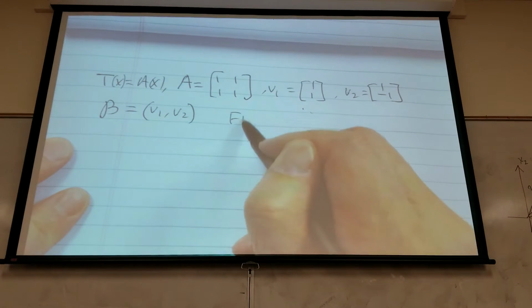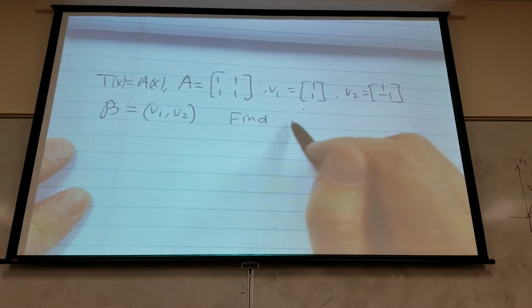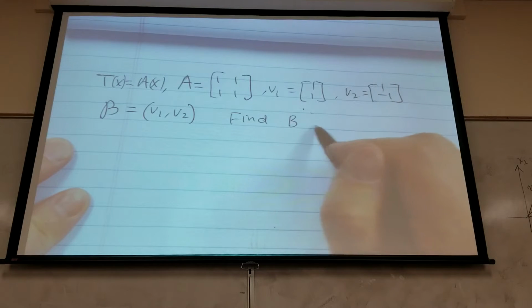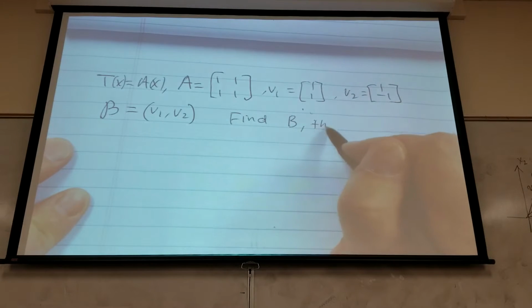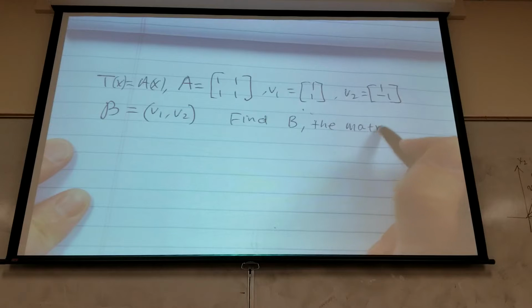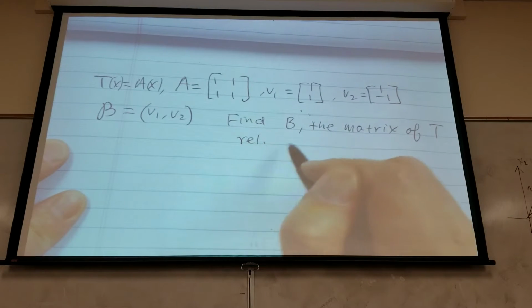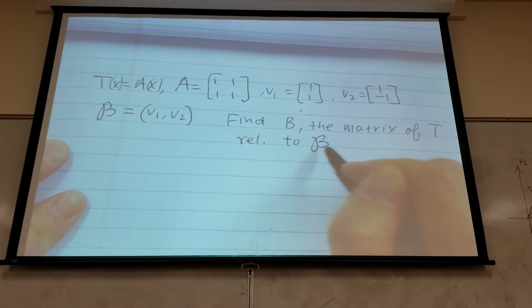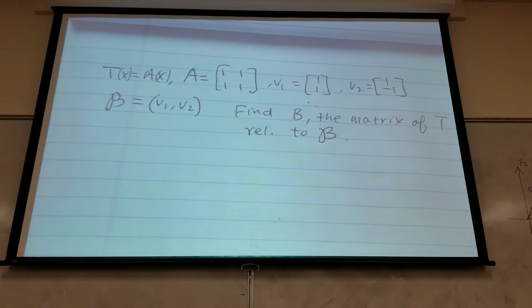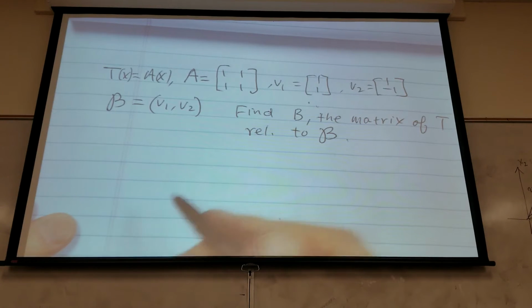So find B, the matrix of T relative to this basis V1, V2. So that is the problem, right? So how about we do it 3 ways?